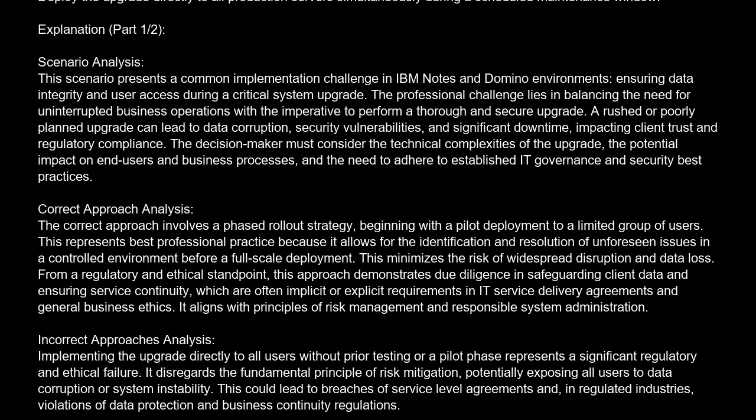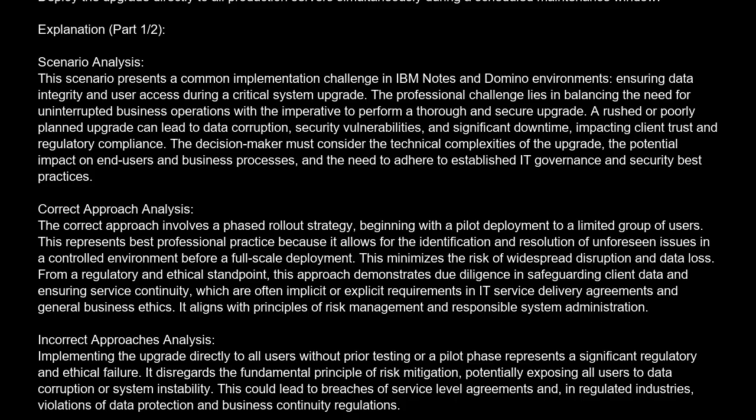From a regulatory and ethical standpoint, this approach demonstrates due diligence in safeguarding client data and ensuring service continuity, which are often implicit or explicit requirements in IT service delivery agreements and general business ethics. It aligns with principles of risk management and responsible system administration.